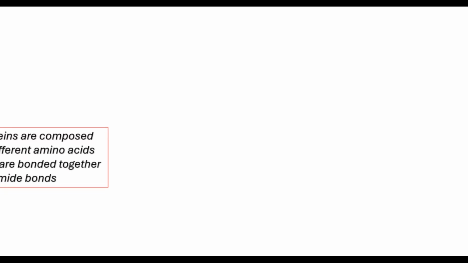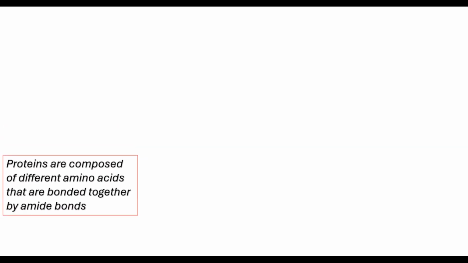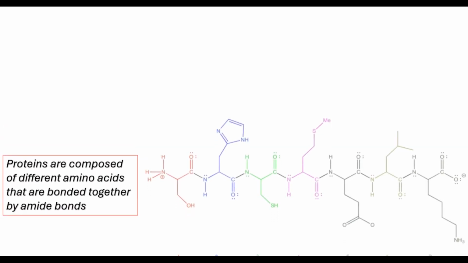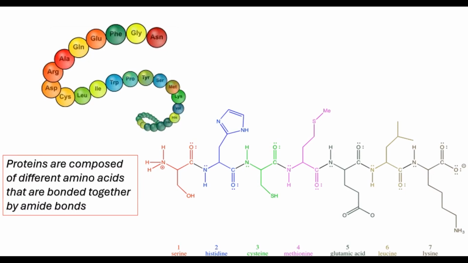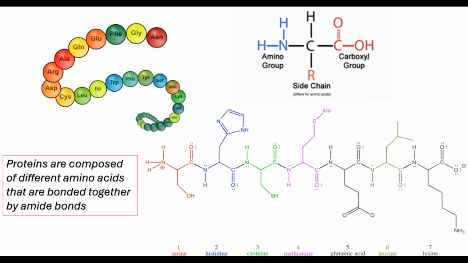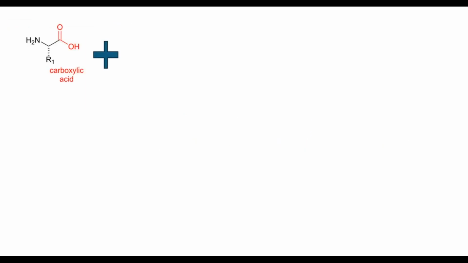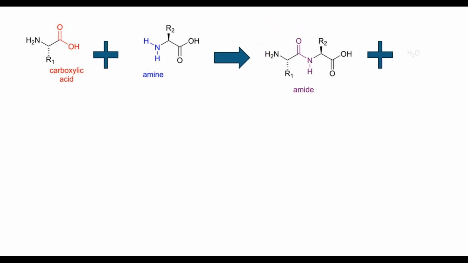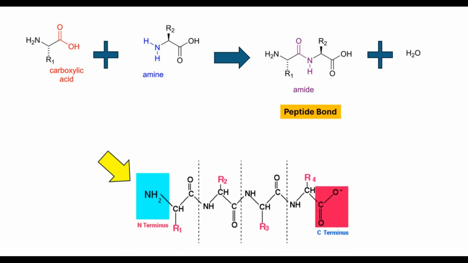Proteins are composed of different amino acids that are bonded together by amide bonds. Amino acids contain both carboxyl and amine groups. The carboxyl group from one amino acid and the amine group from another join together to form an amide bond, which we call a peptide bond. All peptides have an N-terminal, a free amine group, and a C-terminal, a free carboxyl group.